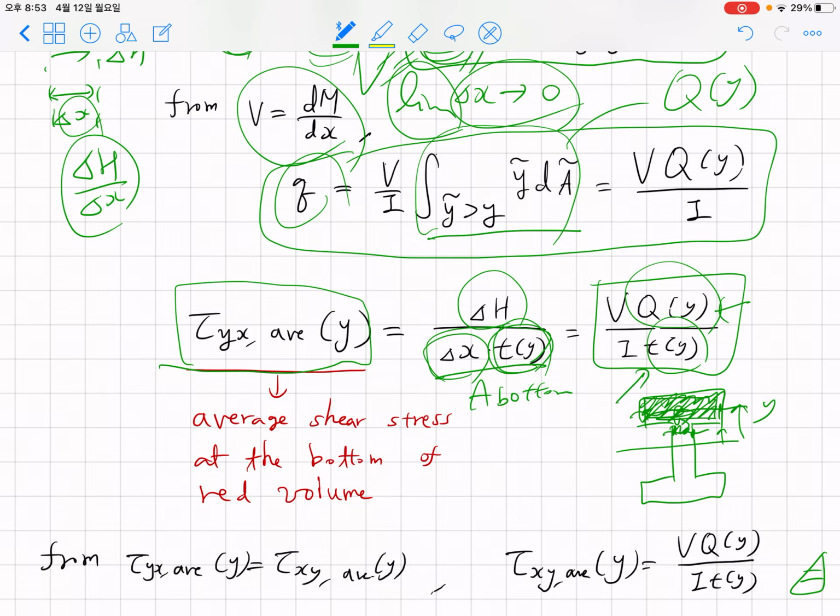Okay, and from tau yx equals tau xy, you can also equate tau yx average with tau xy average. So with this you can derive the expression for shear stress distribution out of shear force V and area moment of inertia I, and Q integral, which is dependent on y, and thickness T, which is dependent on y also.